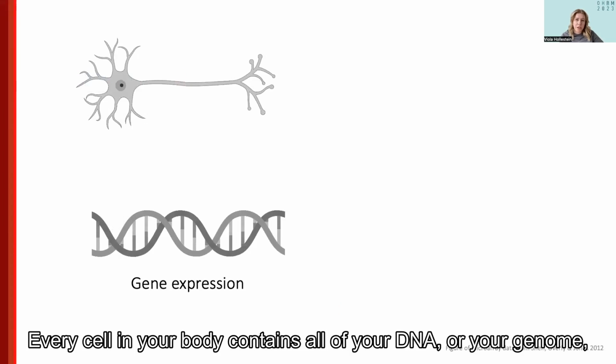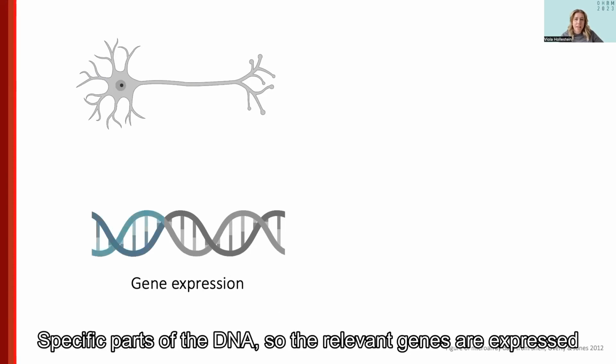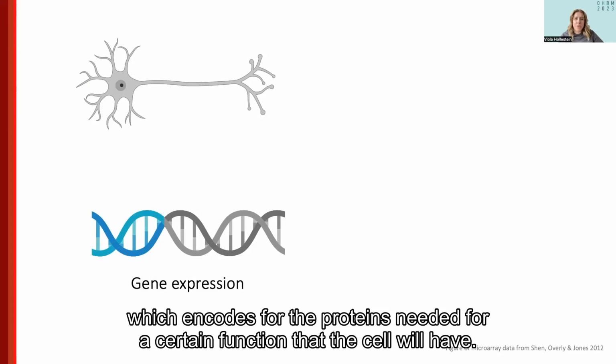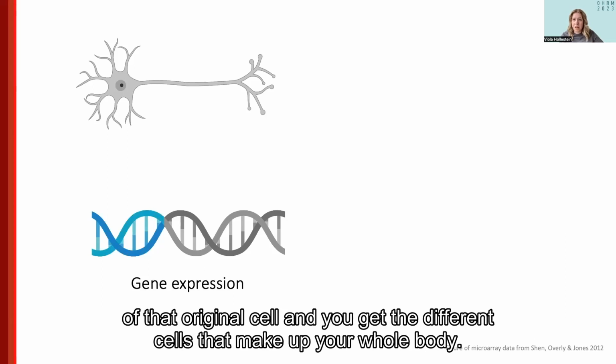Every cell in your body contains all of your DNA, or your genome, but different genes are expressed differently in different cells, depending on their function. Specific parts of the DNA, so the relevant genes, are expressed, which encodes for the proteins needed for a certain function that the cell will have. So what is originally one cell in the uterus gets copied, and different genes are turned on in different copies of that original cell, and you get the different cells that make up your whole body.